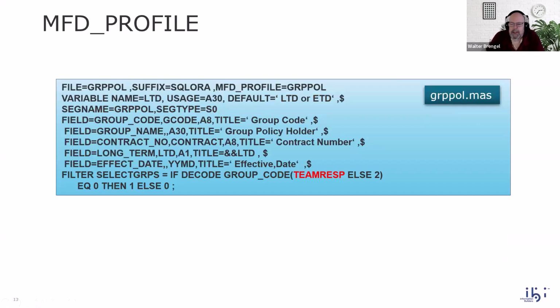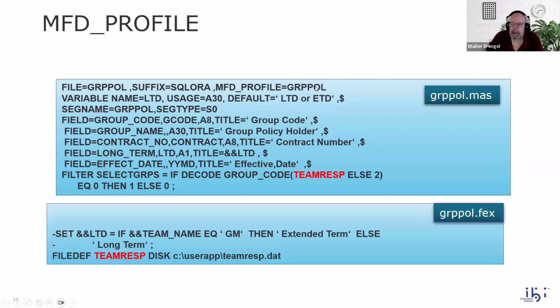Here we have a filter, FILTER SELECT_GROUPS equals: if the group code is team RESP, then 1, otherwise 0. Notice we have an MFD profile still called GRPPOL, but this time we're adding a FILEDEF. So we're saying FILEDEF TEAMRESP is going to point to file C, user app, TEAMRESP.DAT.